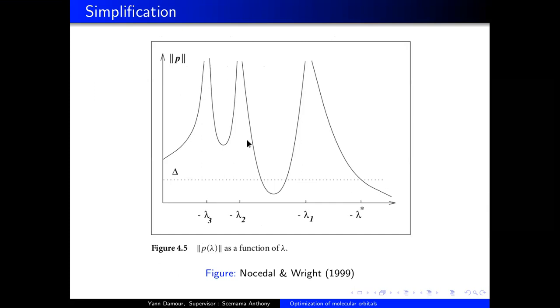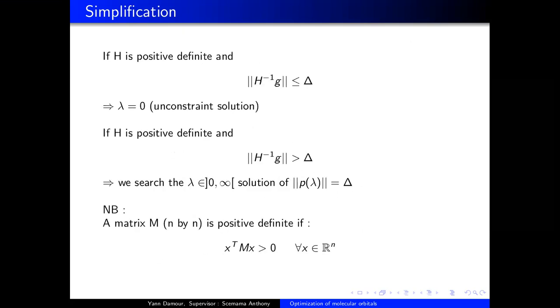We can illustrate that with this graphic. You see when lambda tends towards minus lambda 1, the norm tends toward infinity, and when lambda tends toward infinity, it is equal to 0, and we have a point here where the norm of the vector P is equal to delta. So if the Hessian is positive definite, and the inverse of the Hessian multiplied by the gradient is inferior to delta, it's the unconstrained solution.